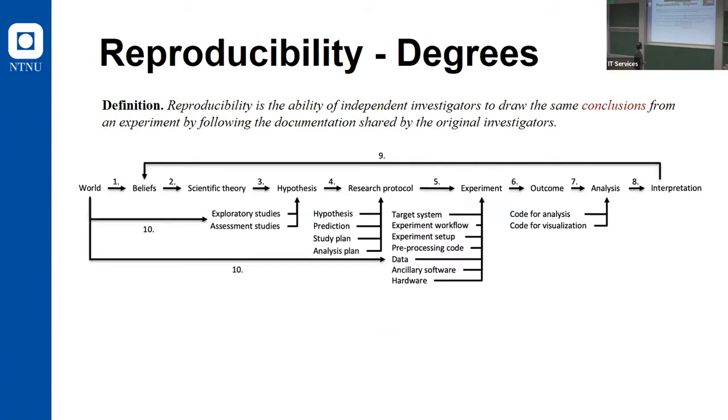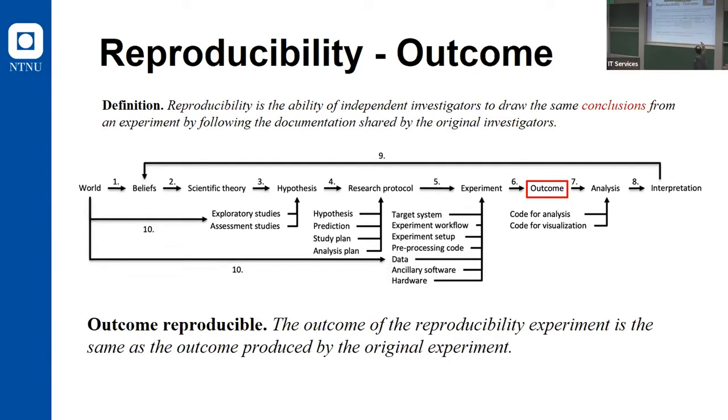Okay, so first let's start with the degree. And the degree was about the conclusion, so the output of this process. And if you run a machine learning experiment, you have the outcome.